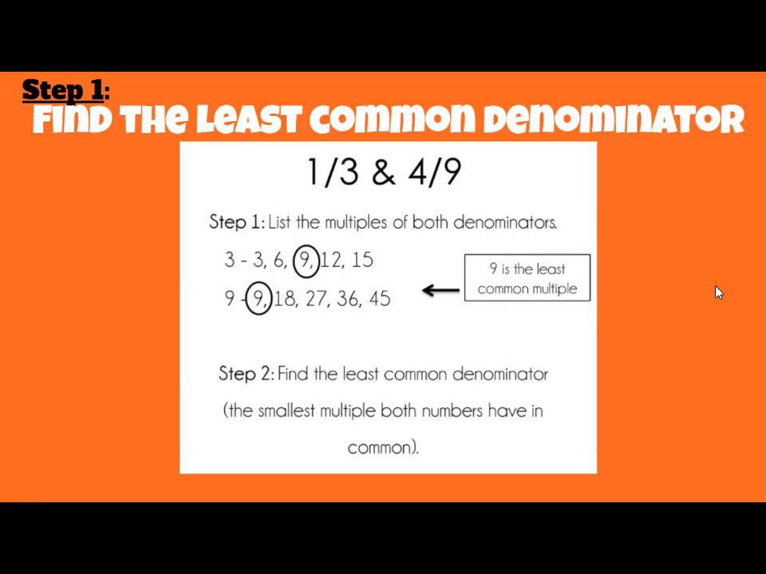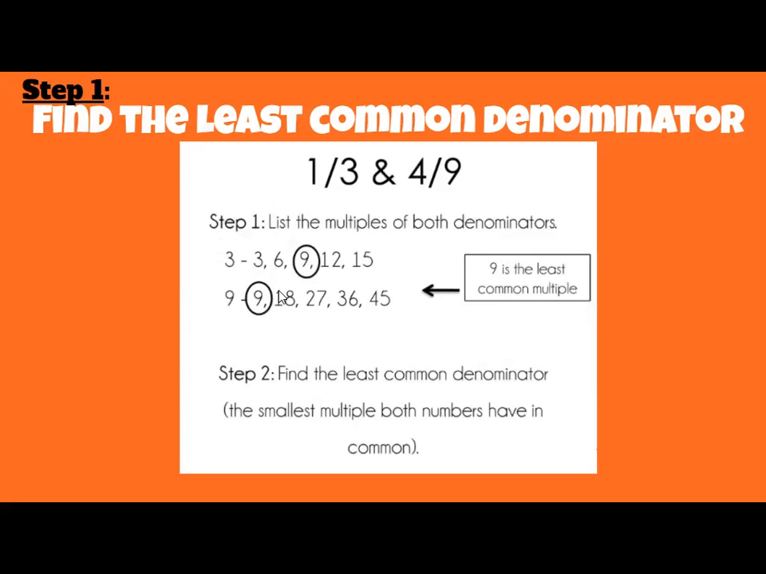So we want to find the least common denominator by listing the multiples of both of our denominators. So we have a list of our 3 multiples and a list of our 9 multiples. As you list your multiples, you're looking for the first number that they have in common. So as you see, the 9 is circled here because that is going to be the least common multiple. That's the first number that both denominators have in common. So then we have to find the least common denominator, which is the least common multiple.